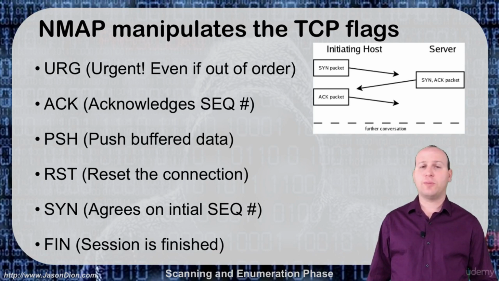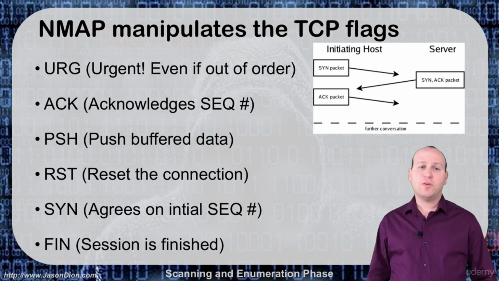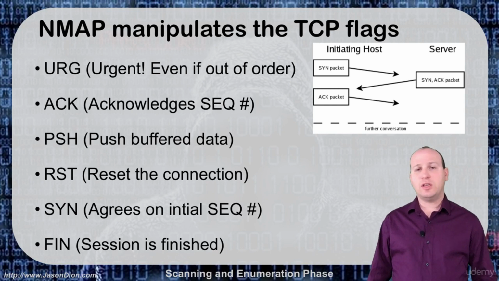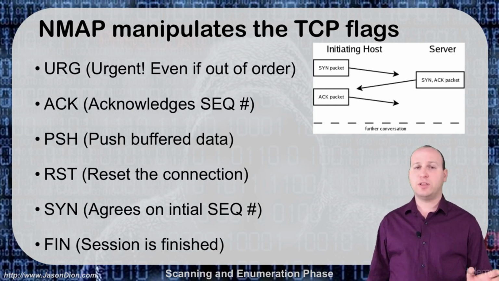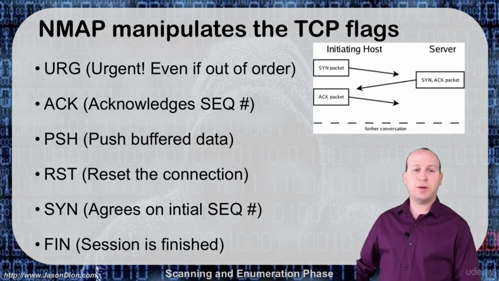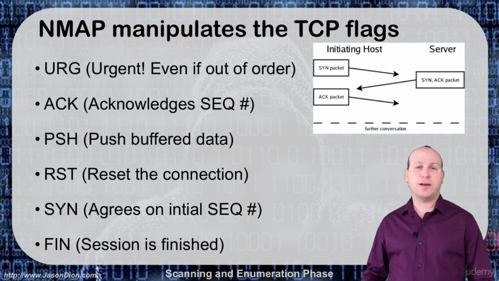That's how it does it. It's all about TCP flag manipulation. For example, URG, which is urgent, even if it's out of order, is going to transmit first because it wants to get those packets out as quickly as possible. This goes back to our TCP fundamentals that you may have learned in earlier networking classes.